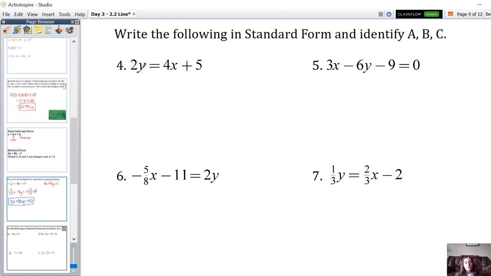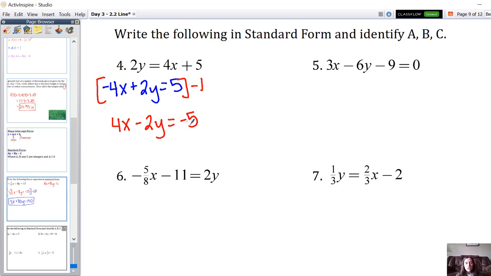Number 4, 2y equals 4x plus 5. Again, I need x and y to be on the same side, so I'm going to subtract this 4x. So now we have negative 4x plus 2y equals 5. And it looks okay so far, except for this negative in front of our a. We need this very first term to be positive. So in order to get rid of that, I'm going to multiply every single term by negative 1. I'm going to switch the sign for all three terms. So now we have 4x minus 2y equals negative 5. This is perfect. A is not allowed to be negative, but b and c certainly can be, so this is great.